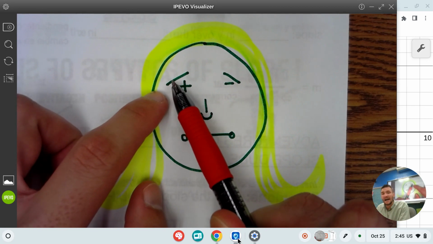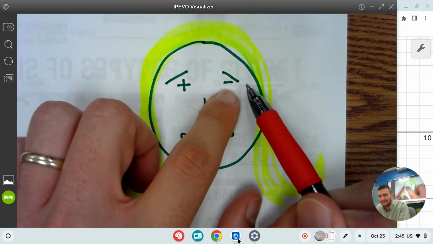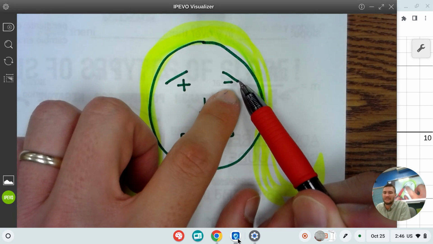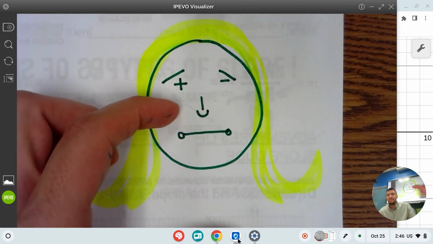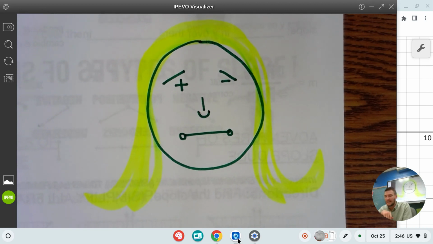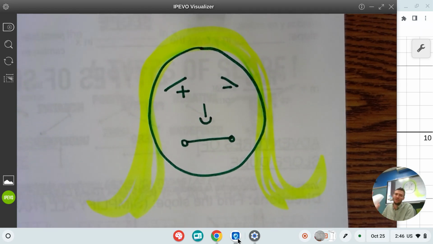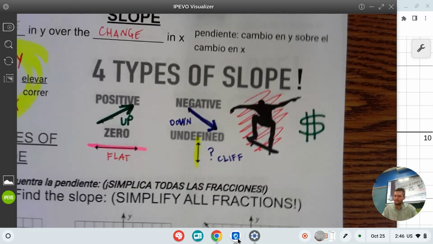Then you got the eyebrow. And guess what type of slope that is? Positive. And then you got this eyebrow. Guess what kind of slope that is? Negative. There you go. There's a slope person. Honestly, if you can remember how to draw it, it's pretty good because it literally tells you all 4 different types that fast. Now, I don't really like slope person. They kind of freak me out. Those eyes scare me. But if you want to go for it, go for it.